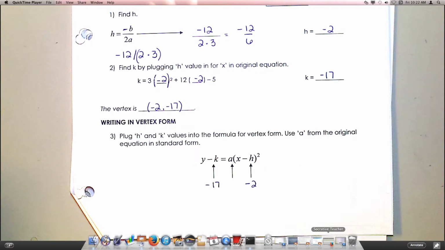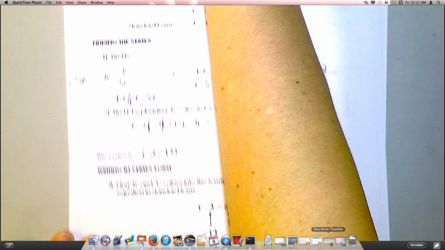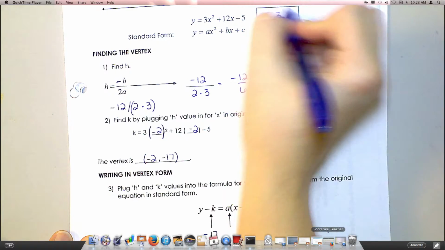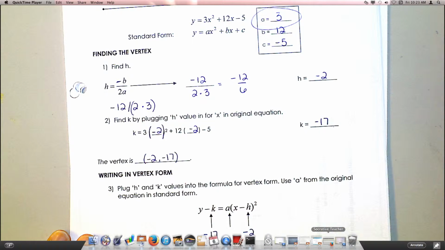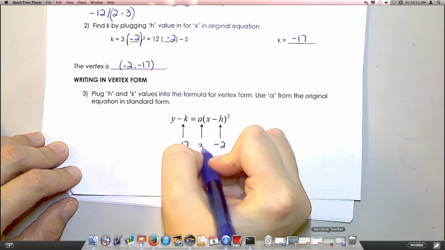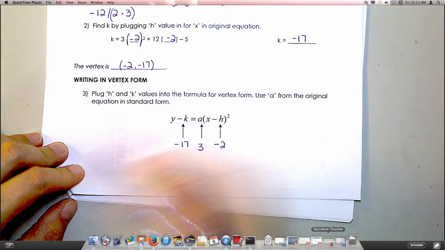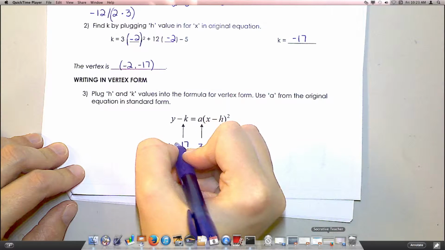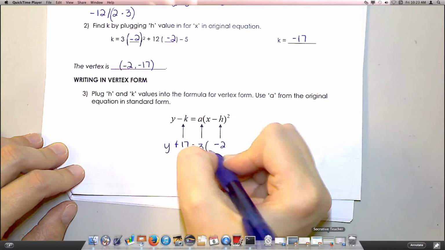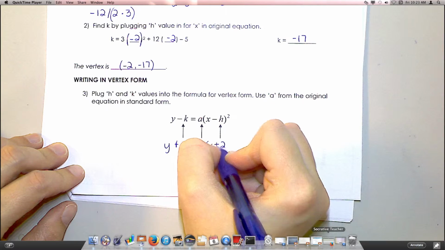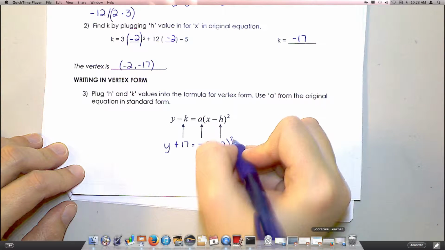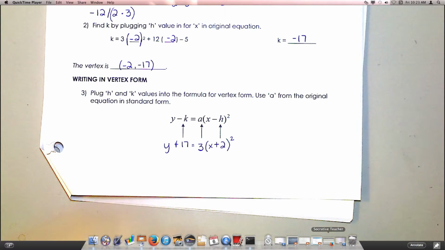What about a? Any thoughts on a? 3. Yeah, if you look back up here, remember when we found a, b, and c? A was 3. That's the same a you're going to use. Okay? So your a value is going to be 3. And then if I fill the rest of this in, if I do y minus negative 17, what is that really going to be? Y plus 17 equals 3 times x minus negative 2 is really going to become a plus 2 squared. And that part, the filling it into the equation, you know that part already. We've already covered that.